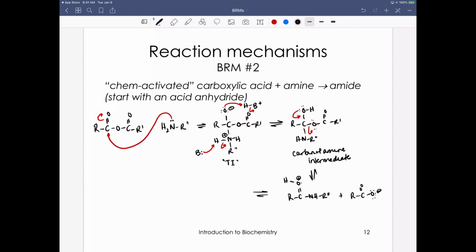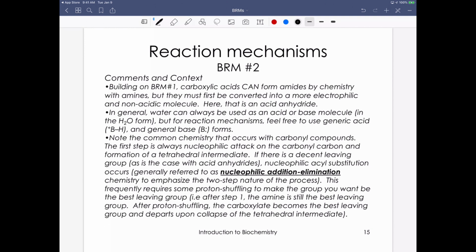And finish out here by having a base that can come in and deprotonate this protonated carbonyl. Protonated carbonyls are very acidic, so it's very easy to remove that group. And we're left with our final amide product and then the displaced carboxylate group. So a couple of things just to comment and highlight on this. And I know there's a lot of words here, so we'll flip back and forth as we talk about each of these bullet points.